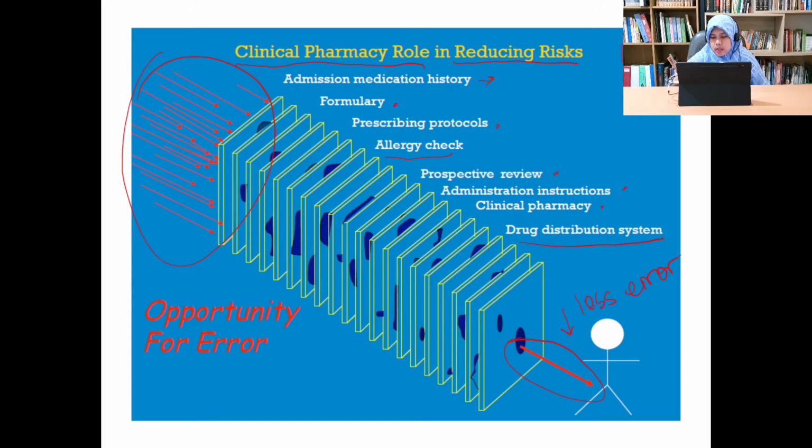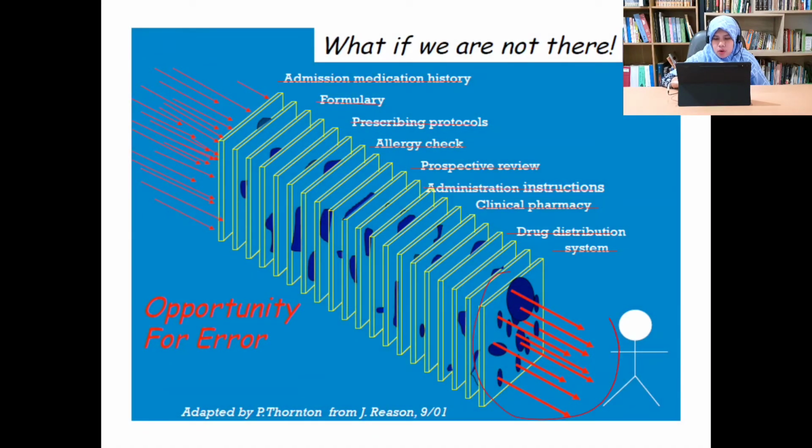There are fewer errors to the patient if the pharmacy applies the right role, so the risk will be reduced. So what happens if pharmacy does not apply this role? There will be more errors. They will not apply the whole process, maybe only one or two or three procedures, and we skip the procedure. Maybe there are more errors reaching the patient. So it is important for the pharmacist and other healthcare professionals to prevent medication error, to have good knowledge, and to prepare how to prevent medication error.